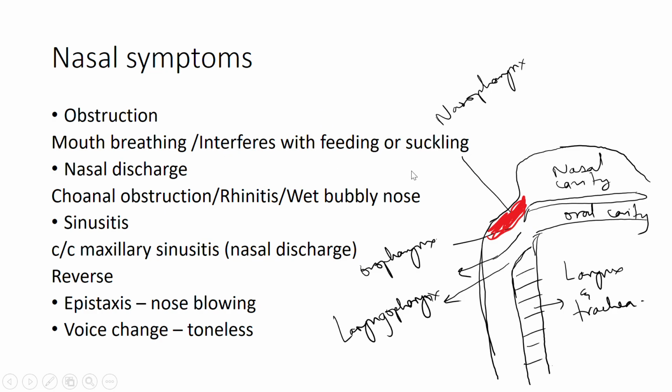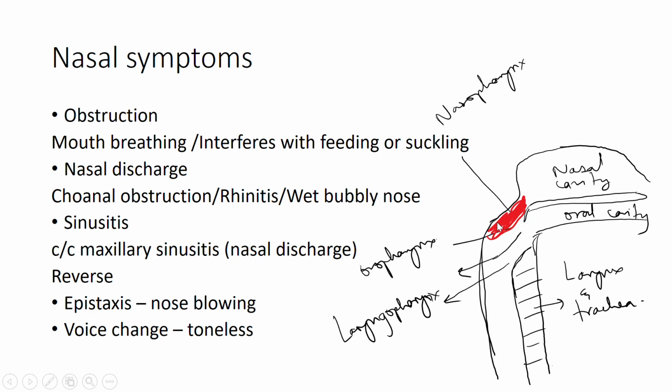Now, if the feeding or suckling becomes a difficult process for the kid, what happens? The nutrition level of the child may drop. Okay, so the child may appear weak or appear dull. So that is one thing. So there can be obstruction which causes mouth breathing. That's the main thing. Second thing is it can cause nasal discharge.